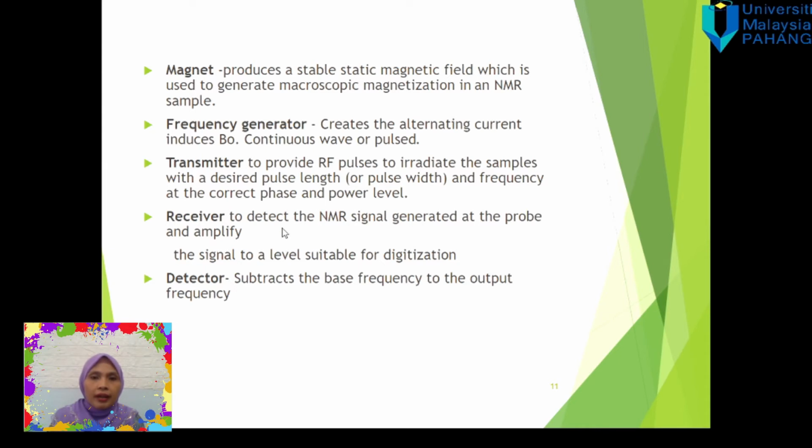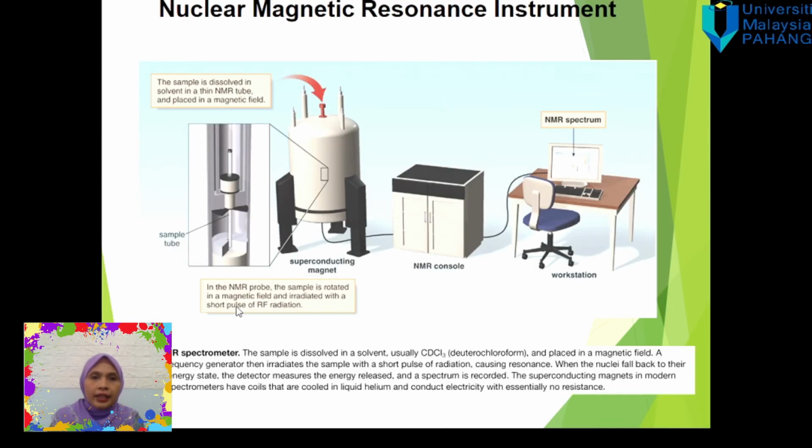Receiver is to detect the NMR signal generated at the probe and amplify the signal to a level suitable for digitization, and detector is to subtract the base frequency from the output frequency. This is the function of each of the instrumentation parts in the NMR.